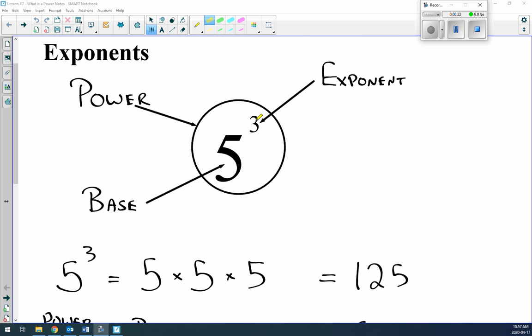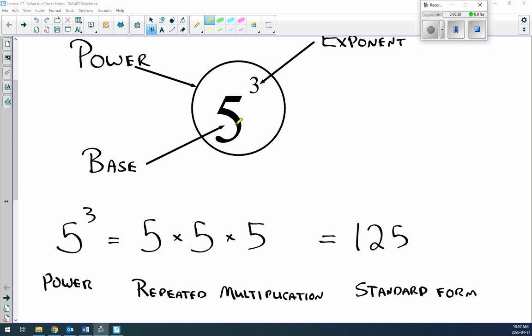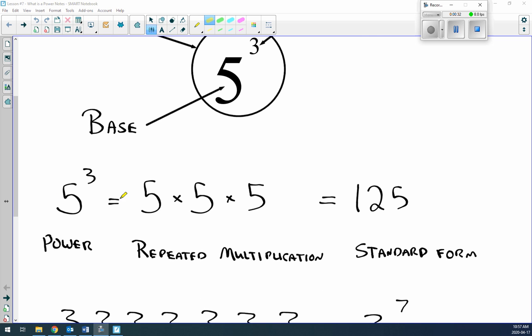And what 5 to the 3 means in this case, it doesn't mean 5 times 3. That's the most common mistake. It means you're going to multiply the base by itself 3 times. So here's the power. 5 to the 3 equals 5 times 5 times 5. When you write it out that way, that's repeated multiplication. And then equals 125 is our standard form, the answer.